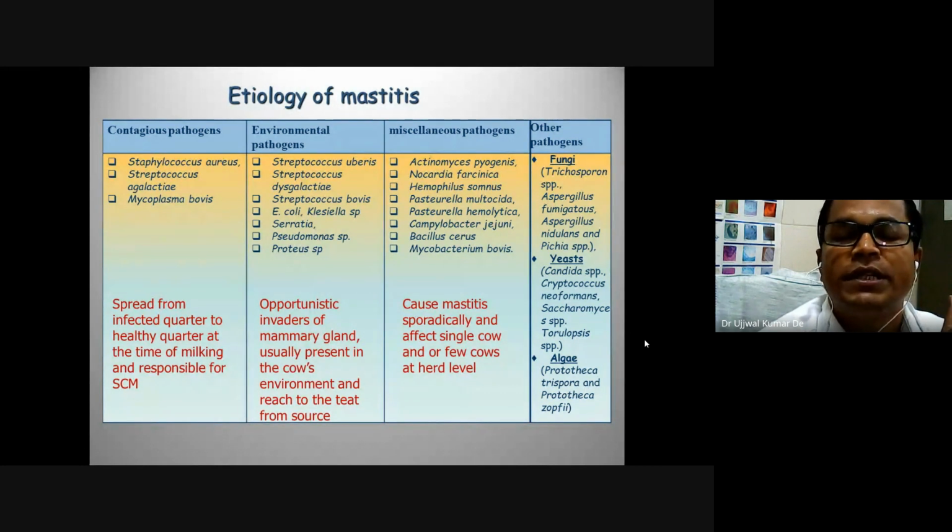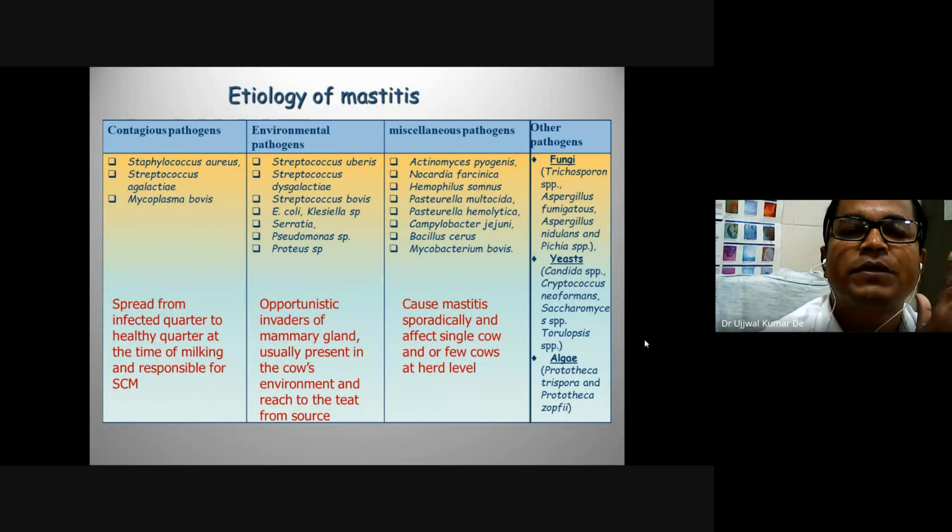What are the contagious pathogens? They are Staph aureus, Strep agalactiae, and Mycoplasma. Why are they called contagious pathogens? Because these pathogens are already present in the cow's environment, near the surface of the udder. When milking practices do not follow proper hygiene measures, these pathogens transfer from an infected udder to a healthy udder. That is why they are called contagious pathogens, and they are mostly responsible for subclinical mastitis.